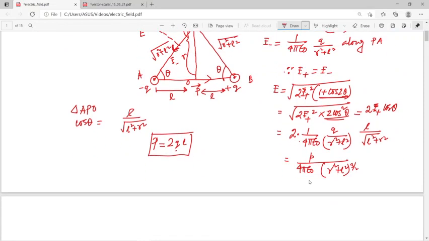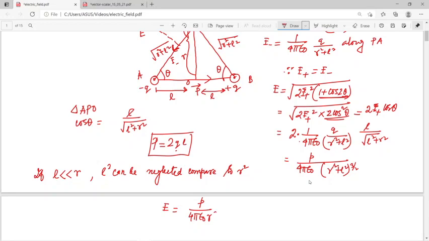So we can take the same case, that if the value of L is much less than r, that means the dipole is short, then L square can be neglected compared to r square. So what you can write is E equals P. If you neglect L square, then that should be 4 pi epsilon naught r cube.